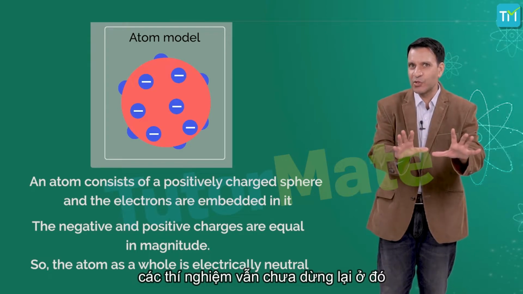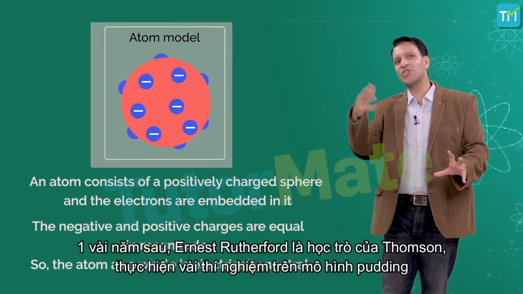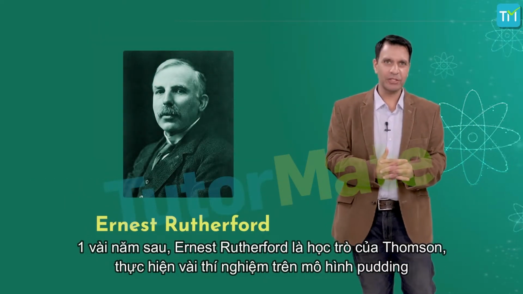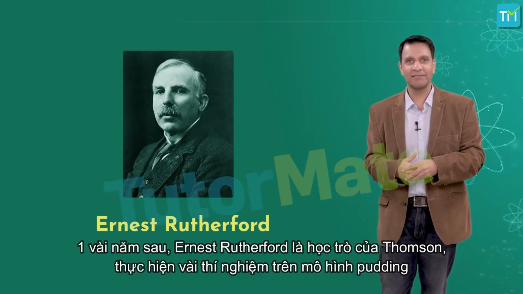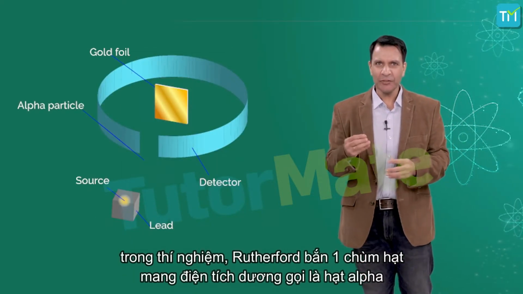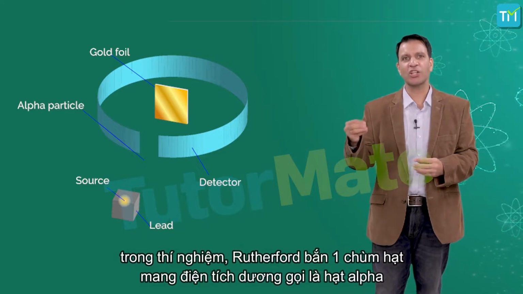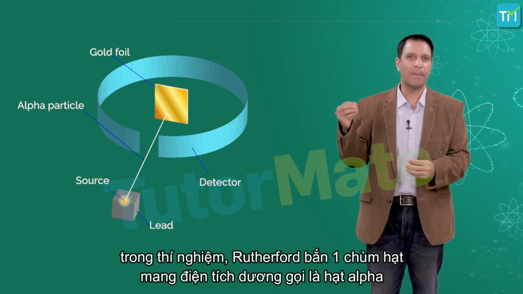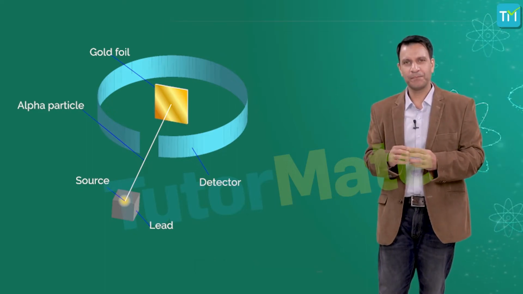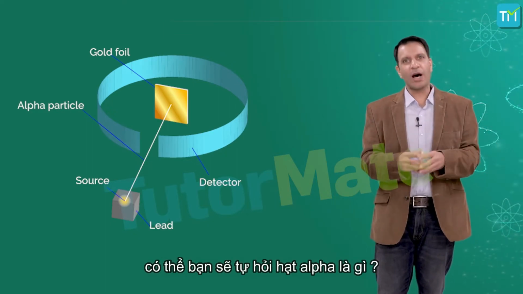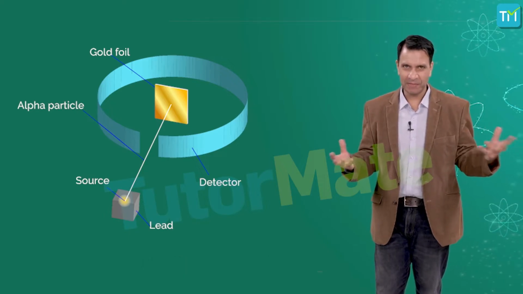Now the experiments didn't stop there. A few years later, Ernest Rutherford, one of Thomson's students, ran some tests on Thomson's plum pudding model. In his experiment, Rutherford fired a beam of positively charged particles called alpha particles at a very thin sheet of gold foil. Now you're probably going to ask, what are alpha particles?